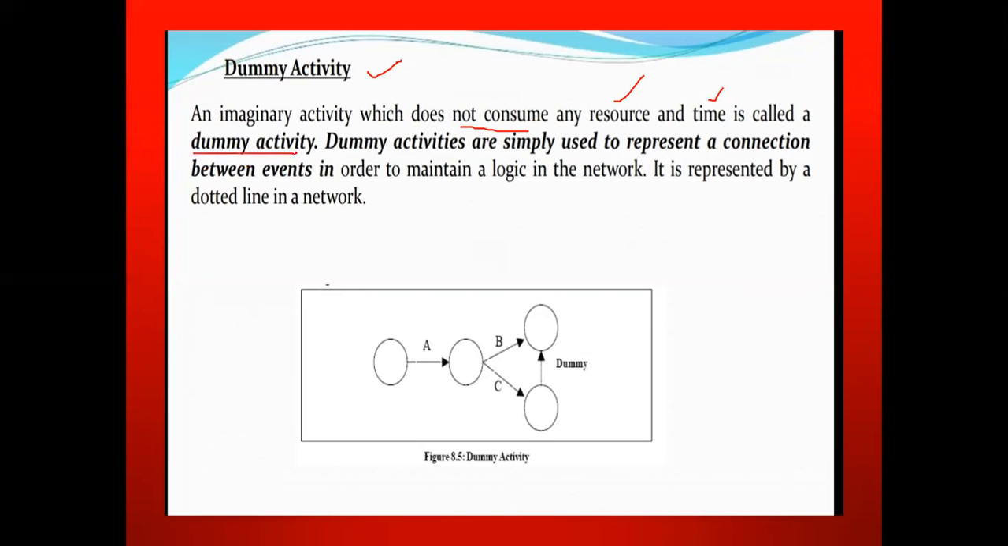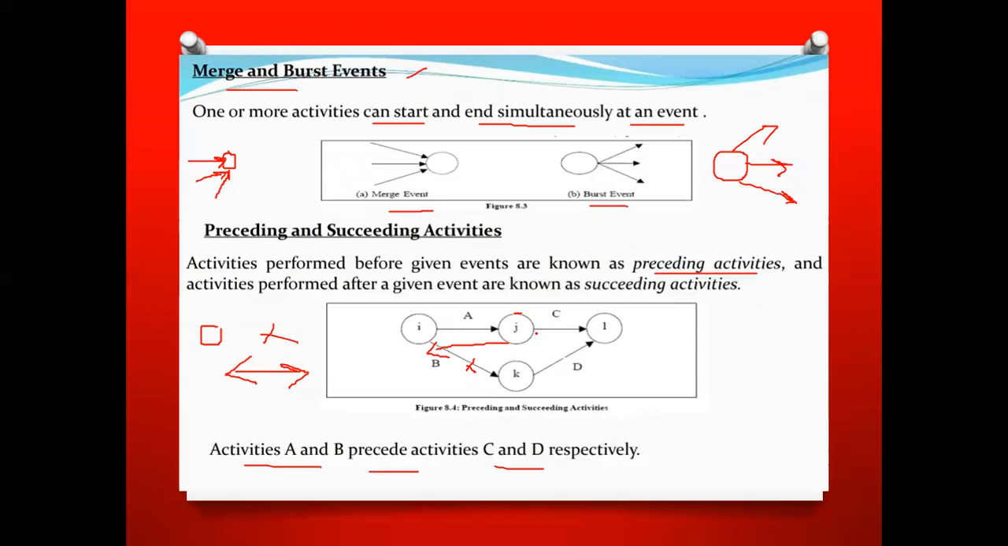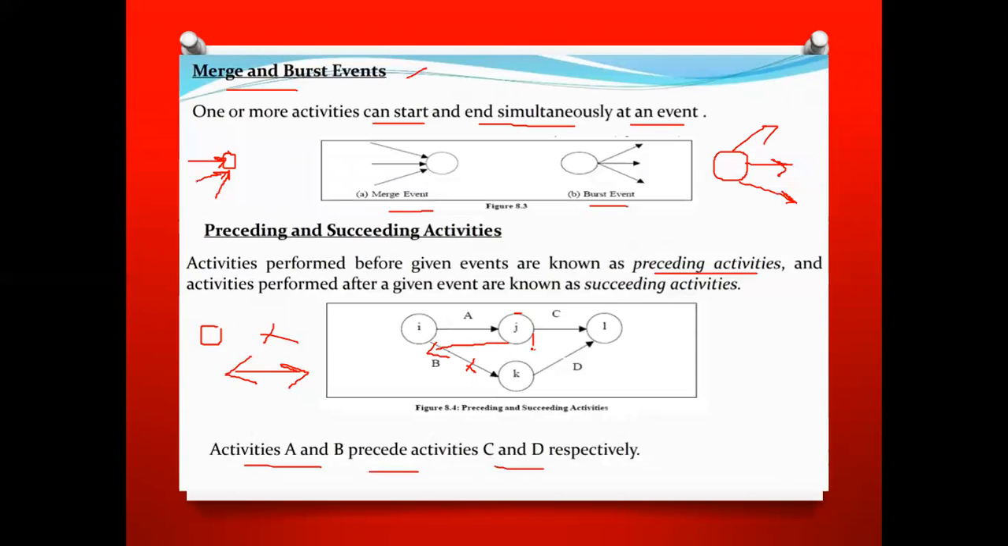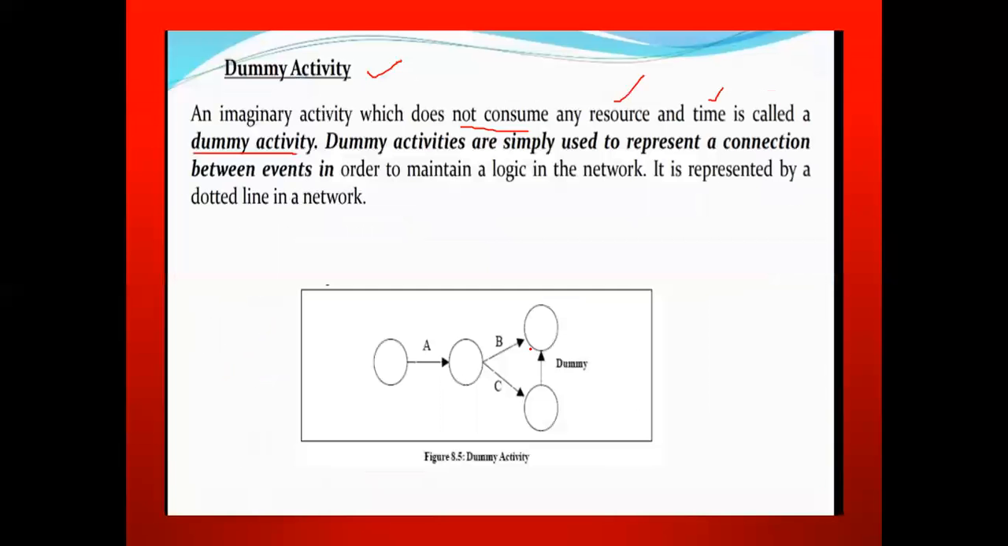So if you want to show the dummy activity, చూద్దాం. From here I am drawing and representing dotted lines. Dotted lines లోపల నేను సర్కిల్ చూపిస్తున్నాను and showing like this. So this is a dummy activity. Okay, and the dummy activities are simply used to represent a connection between the events in order to maintain a logic in the network. It is represented by a dotted line in the network.